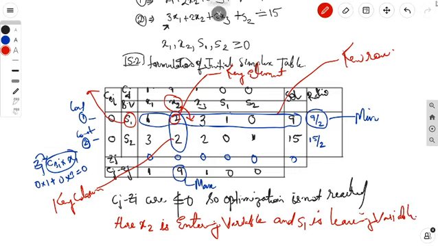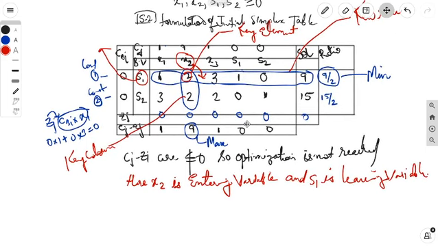What we need to do now? We need to perform iteration 2. Sorry, we need to perform iteration 1. As Cj minus Zj values are not less than 0, what we need to do? We need to go for iteration 1.